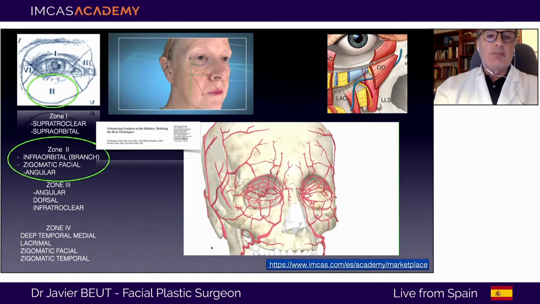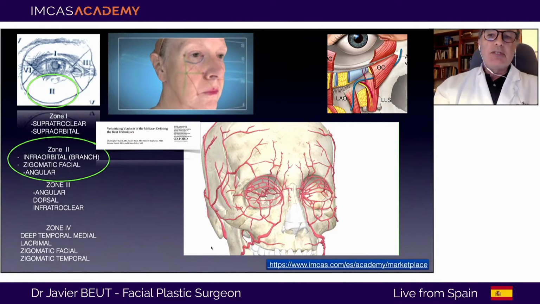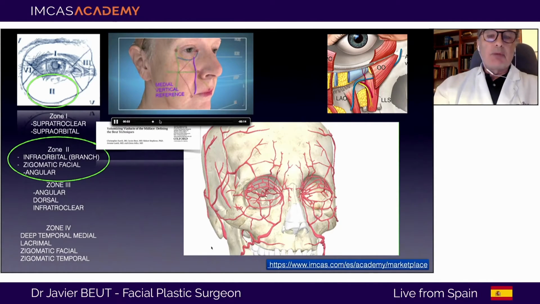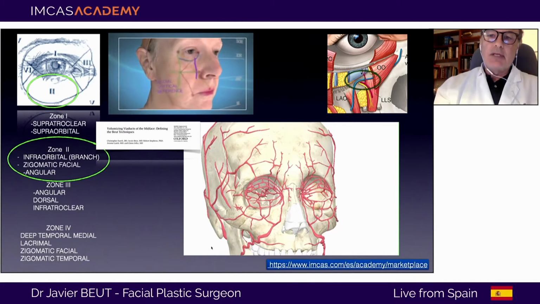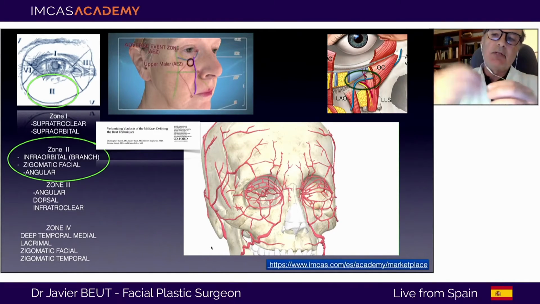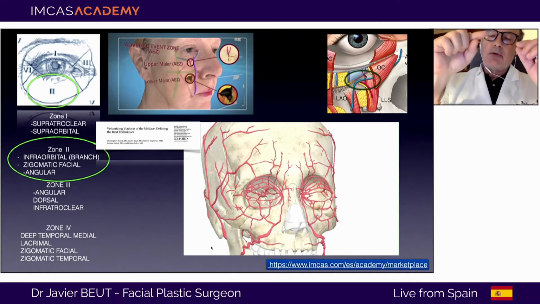Zone 2, as you can see here, is from our publication, I think in 2014. We have this infraorbital branch. We have the zygomaticofacial and the angular artery. If you look carefully, this small artery here is not the infraorbital artery. This is just a small branch that connects all the marginal branches of the inferior arcade.